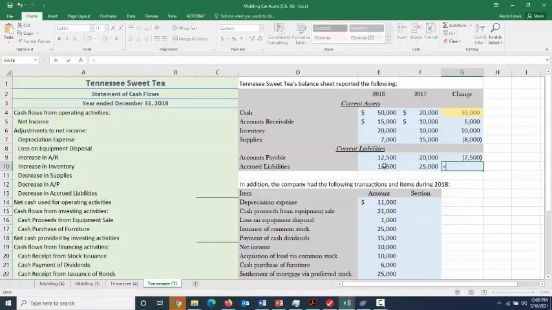For accrued liabilities, the change was even larger. It went from $25,000 we were reporting at the end of 2017 down to the $12,500 we're reporting at the end of 2018. Our current year, that account decreased by $12,500. And now that we have all the changes in our current assets and current liabilities in place so we can use them for our adjustments to net income, we should figure out where these other provided items are going to go. The first item on our list down here is a depreciation expense of $11,000.